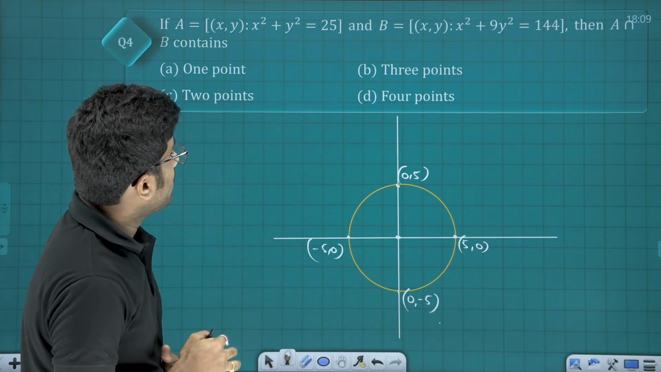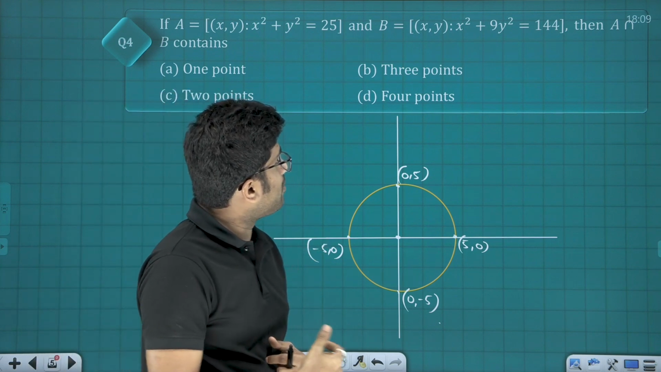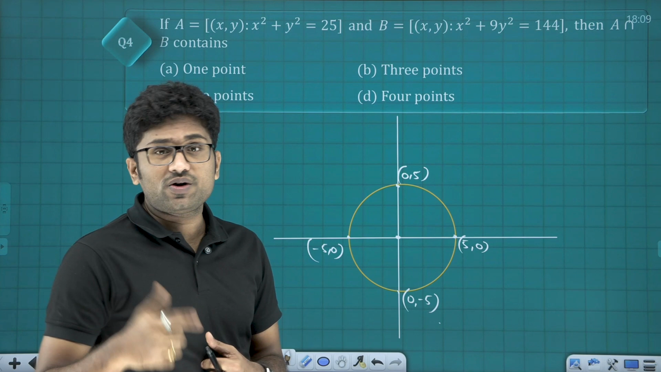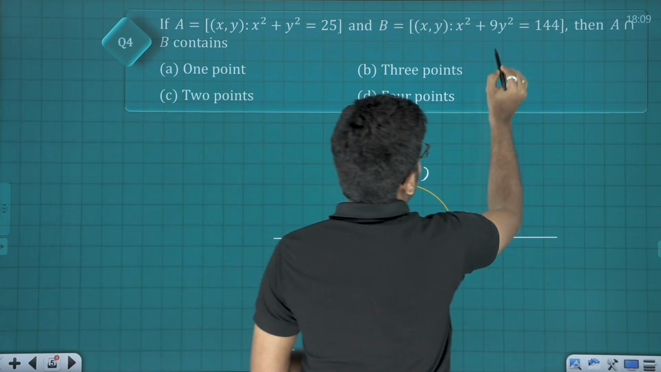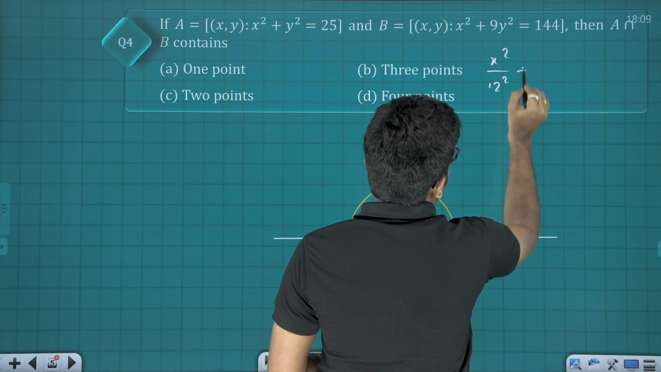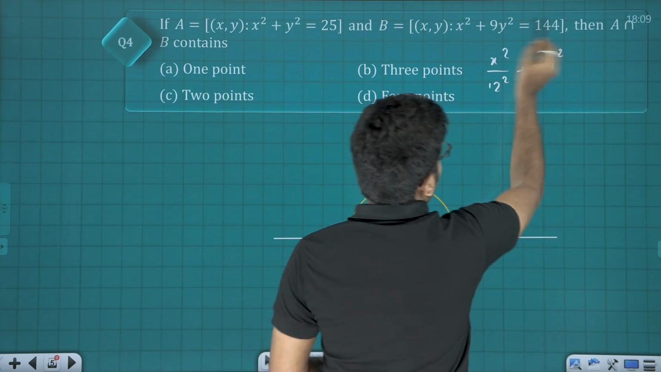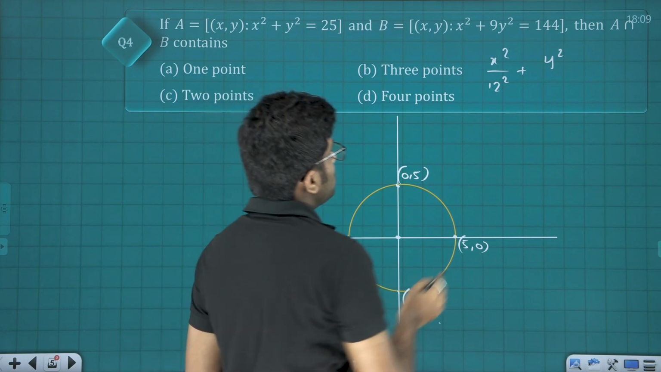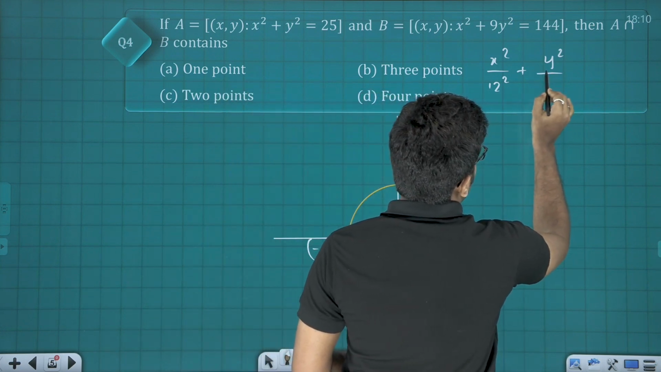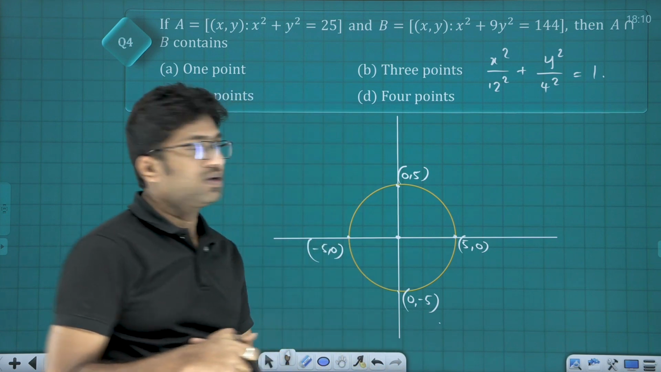Now set B is nothing but the set of ordered pairs (x, y) such that x² + 9y² = 144. Let's simplify this. x²/144, so x²/12², plus y² times 9 over 144, so 16. 9 times 16 is 144. y²/16 means y²/4² is equal to 1. This is what we got.